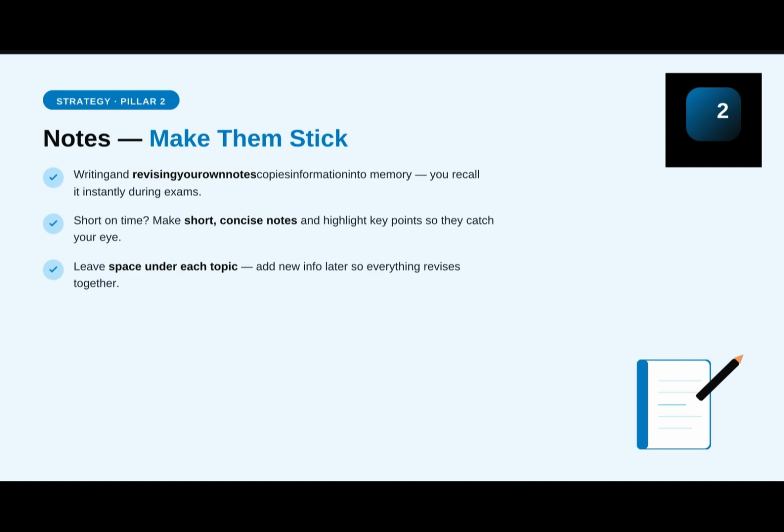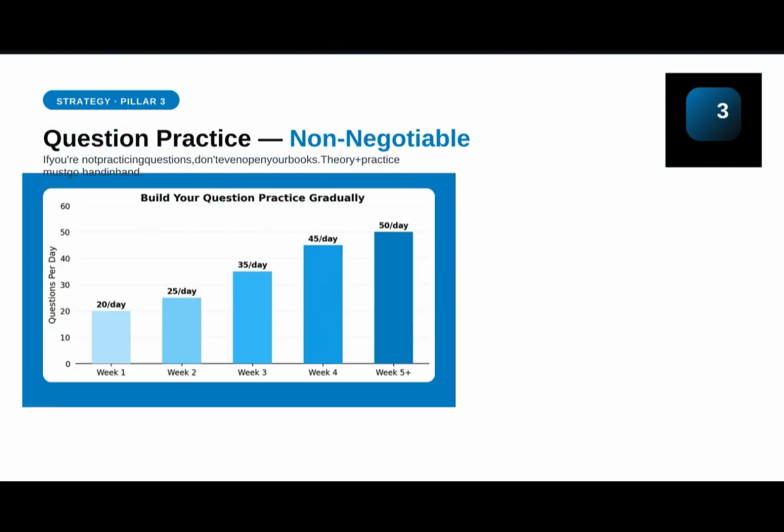And it's very beneficial. I usually do that. Now, the most important thing everyone asks about, the question practice. This is where most people have doubts. How many times should you give to your question practice?